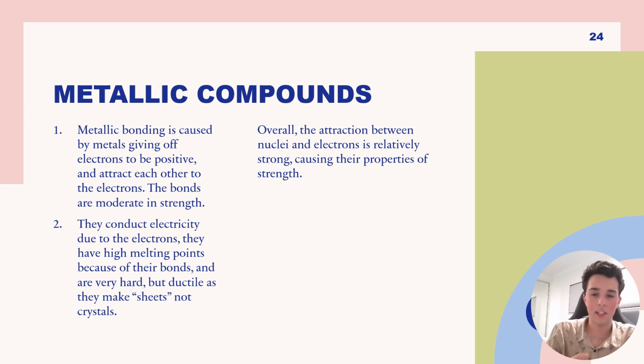The moderate strength bonds allow their melting point to be relatively high, and it also allows them to be ductile, because they form a sheet, and these sheets of lattices slide over each other because the electron and metal configuration doesn't matter too much. And overall, the attraction between the nuclei and electrons is relatively strong because of their properties of strength.